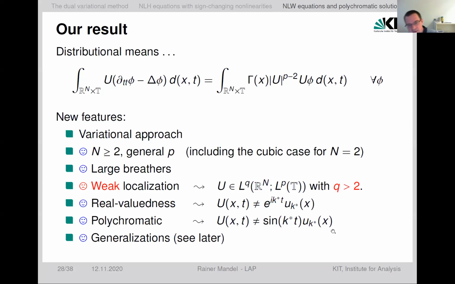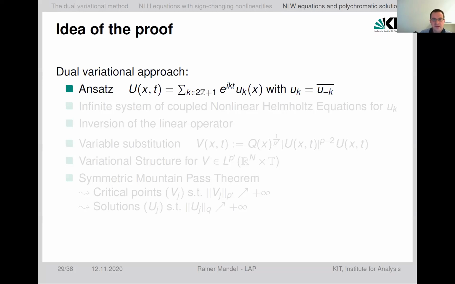Okay, and this also has the advantage of admitting generalizations, so the framework is not so strict as in the previous results. What is the idea? The idea is to come up with this ansatz here, which ensures that U is real valued and polychromatic, actually. Yeah. So you use this Fourier decomposition.